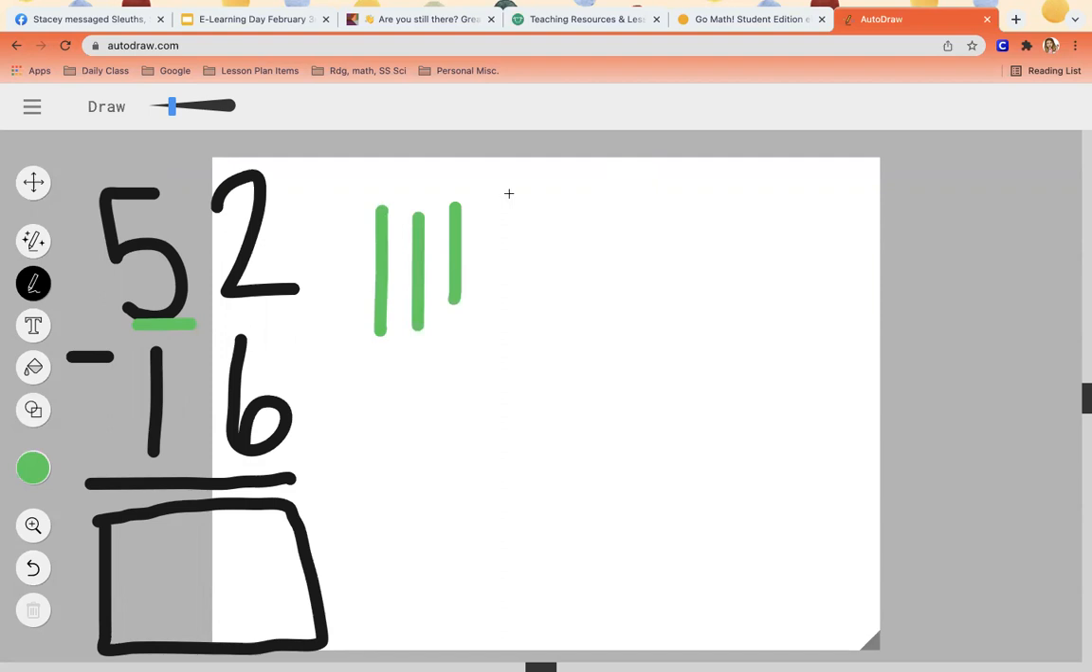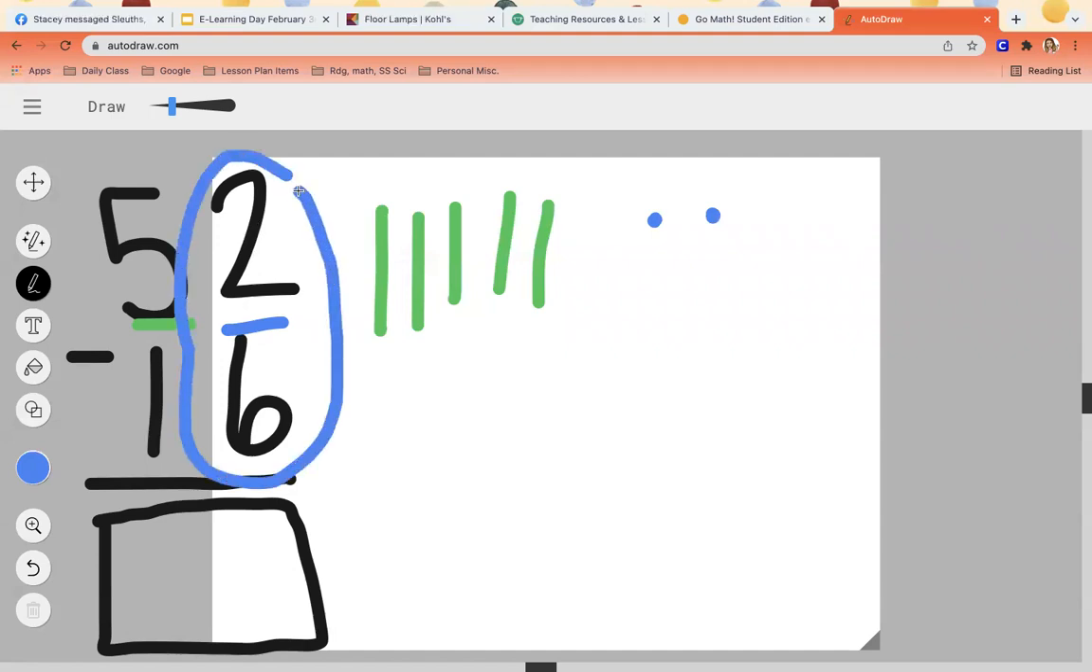One, two, three, four, five. And how many ones we have is two ones, the two. So I'm going to draw one, two. And what's going to happen is we're looking at the ones place first, as we always do, and we say, okay, if I have two fingers up, can I take six from two? And the answer is no.